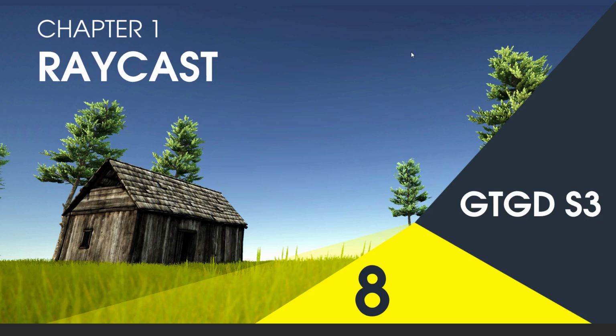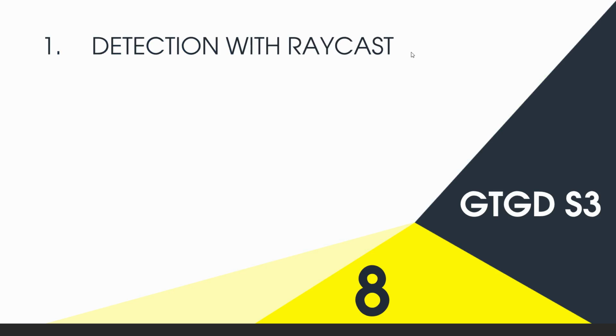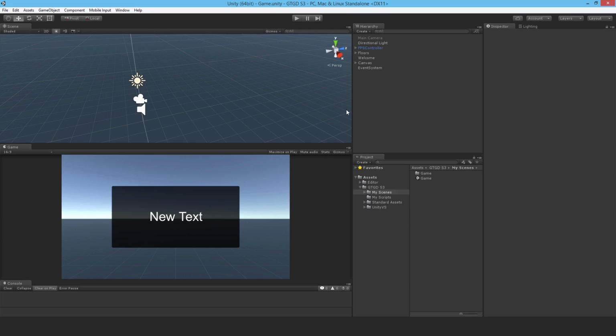Welcome to video 8 in series 3, and in this video I'll go over raycasting. That's what you use to detect stuff.